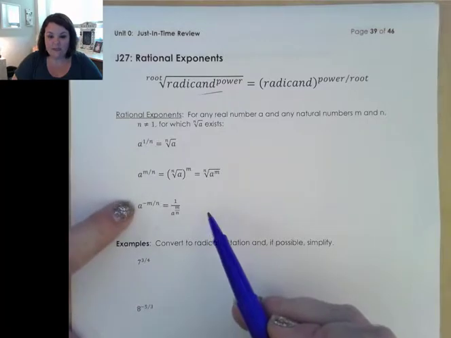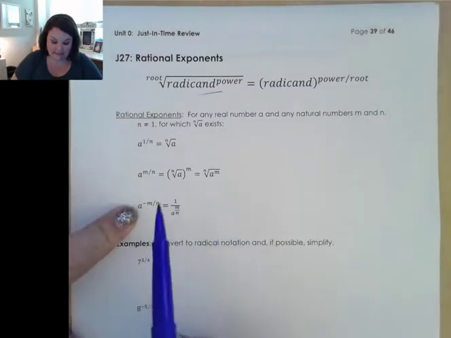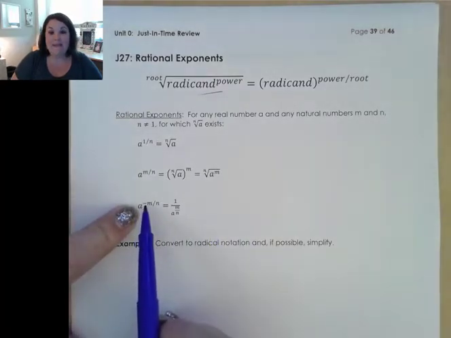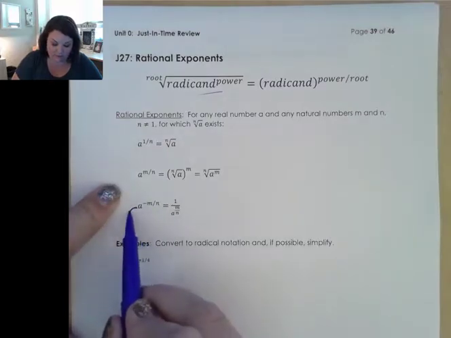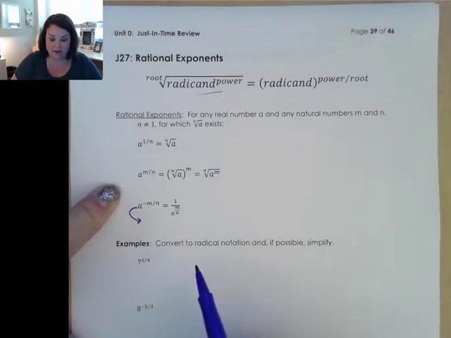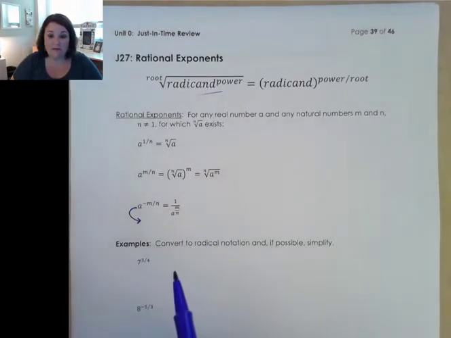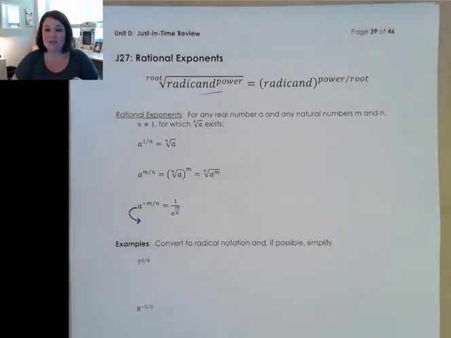Okay. And then this is the same type of thing, except if our exponent is negative, remember we have to move it across the fraction line. So here we would have to move it down to the denominator, and then it's in the form that we need it in. So the biggest thing to remember is which number represents the power and which one represents the root.